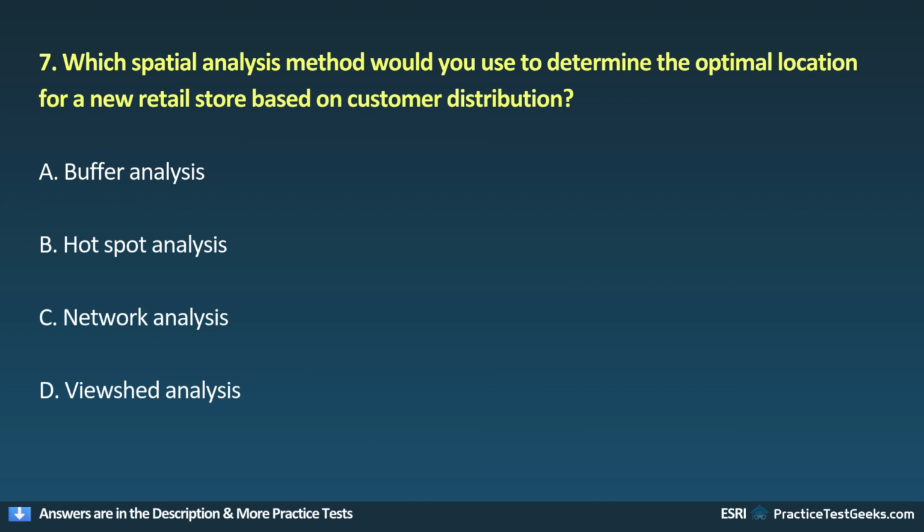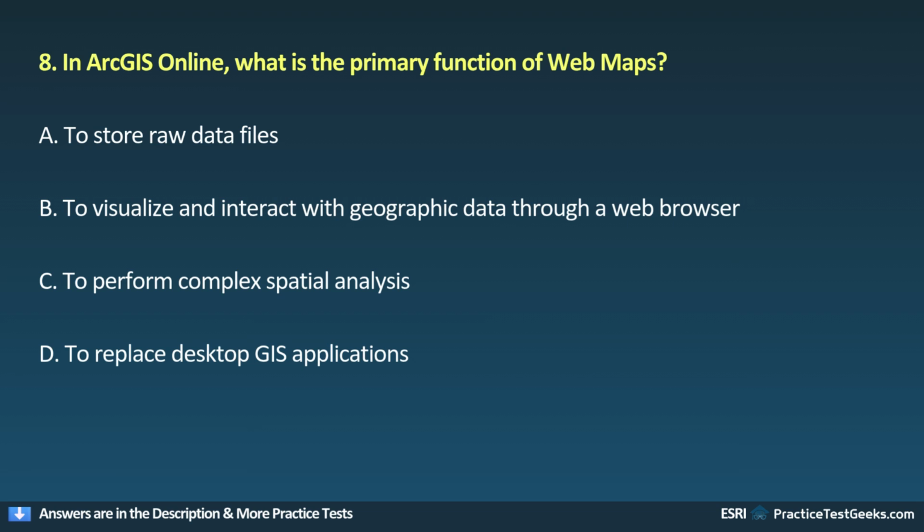D. Viewshed analysis. 8. In ArcGIS Online, what is the primary function of web maps? A. To store raw data files. B. To visualize and interact with geographic data through a web browser. C. To perform complex spatial analysis. D. To replace desktop GIS applications.